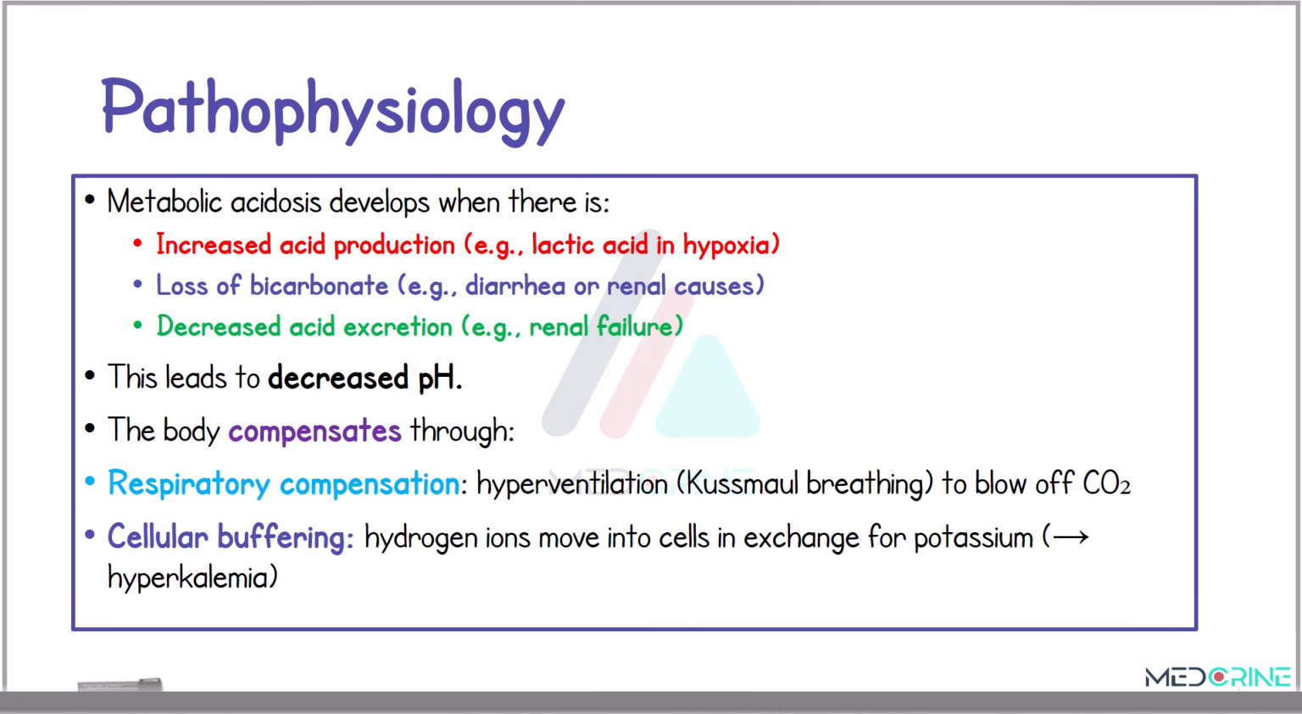In the respiratory system, the body increases the respiratory rate to blow off carbon dioxide, leading to the development of Kussmaul breathing. Additionally, in the buffer system, the hydrogen ions shift into the cells in exchange of potassium, causing hyperkalemia.